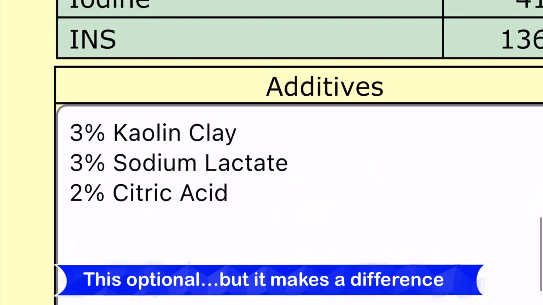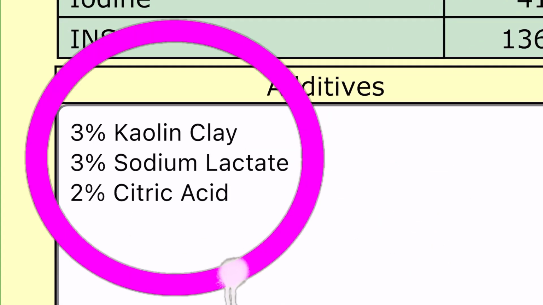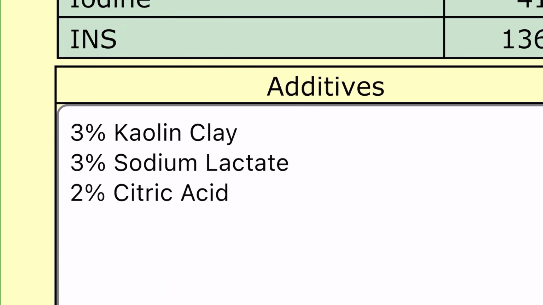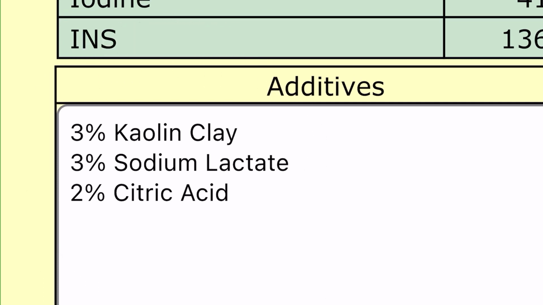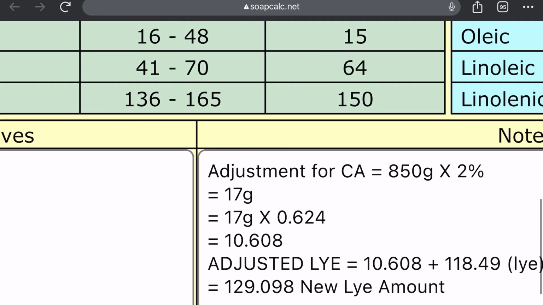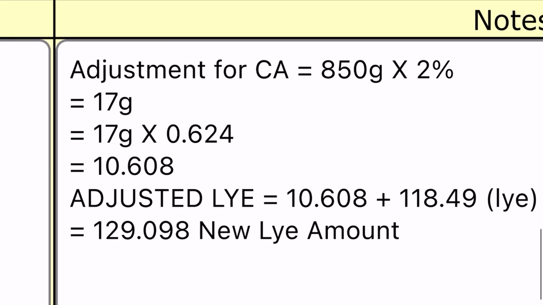Now, for the additives, I add in kaolin clay, 3% sodium lactate, and 2% citric acid. Last time, in the last few recipes that I created with the cheap Charlie, I did not calculate the citric acid. So today I'll show you how I'm going to do my citric acid. Okay, so bloom that up.